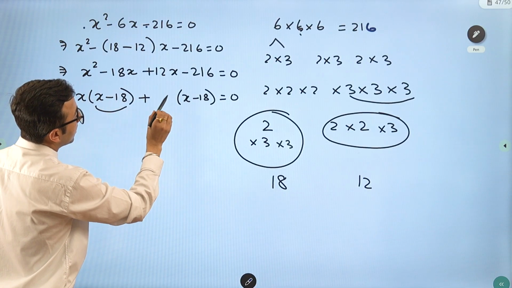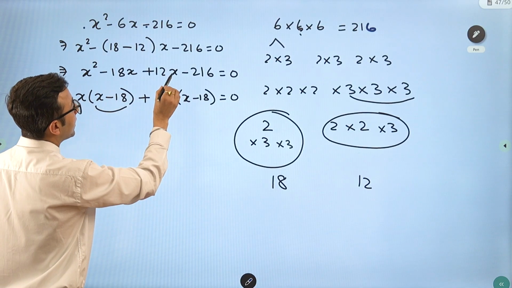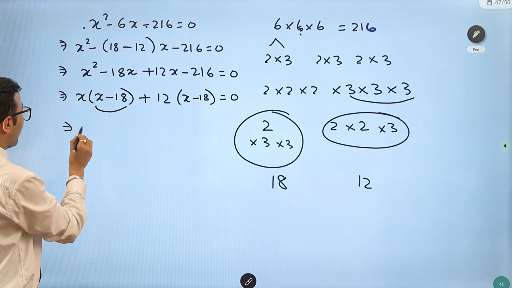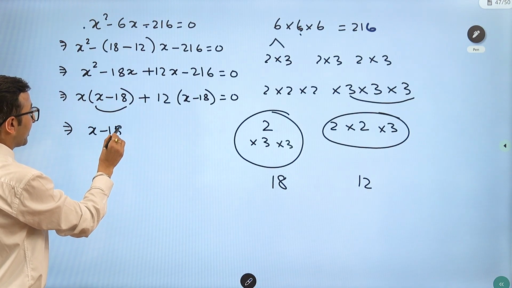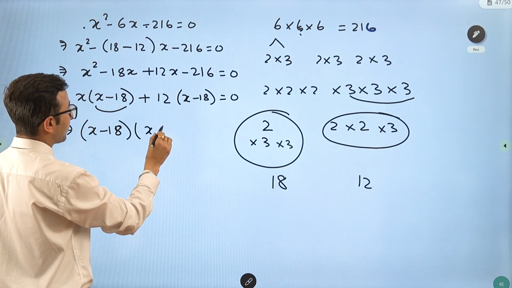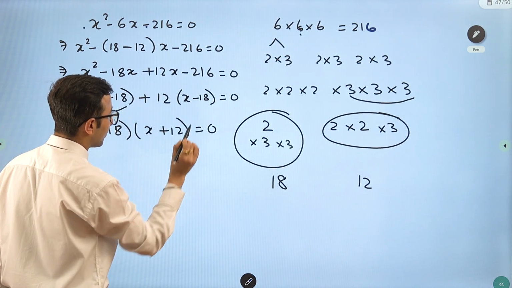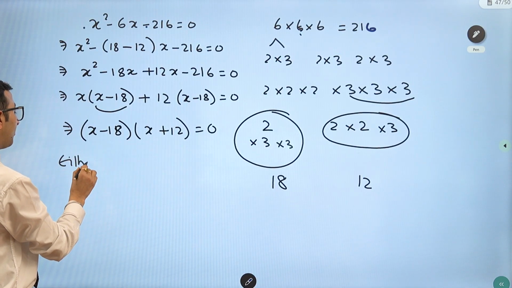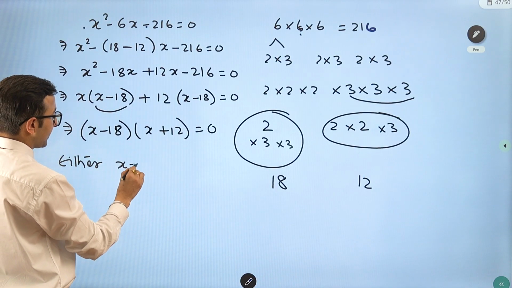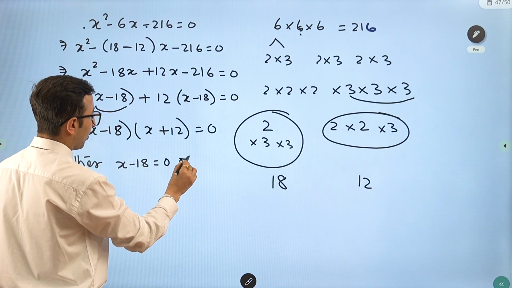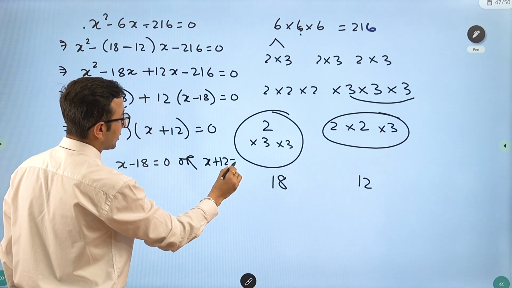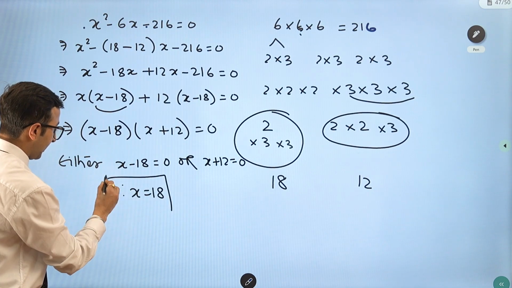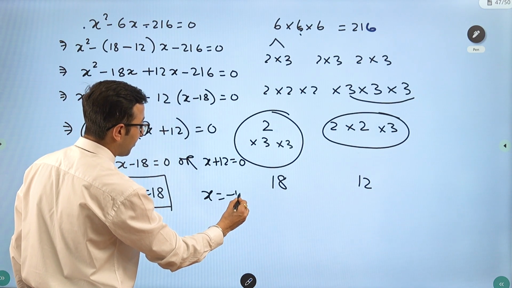Now compare this: here the x has coefficient 1, but here x has coefficient 12, so 12 should be outside. So look here, x minus 18 will be in one bracket, and x plus 12 will be in another bracket, equal to 0. The product of two numbers is 0, so one of them must be 0 or both are 0. Either x minus 18 is equal to 0 or x plus 12 is equal to 0. From here the value of x is 18, and from here the value of x is minus 12.